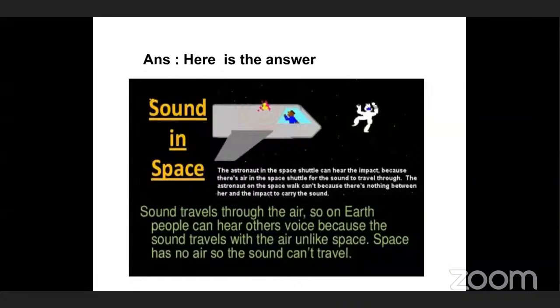How can they hear? They can hear with the help of the space shuttle, because in the shuttle there is some air, and because of that air the sound travels, and they are able to communicate. Understood, everyone? But where? Not in the space. They can communicate in the spacecraft, the space shuttle. Once they are out of that space shuttle and try to communicate, they cannot hear each other. Why? Because in the space it is total vacuum, and sound cannot travel in vacuum.